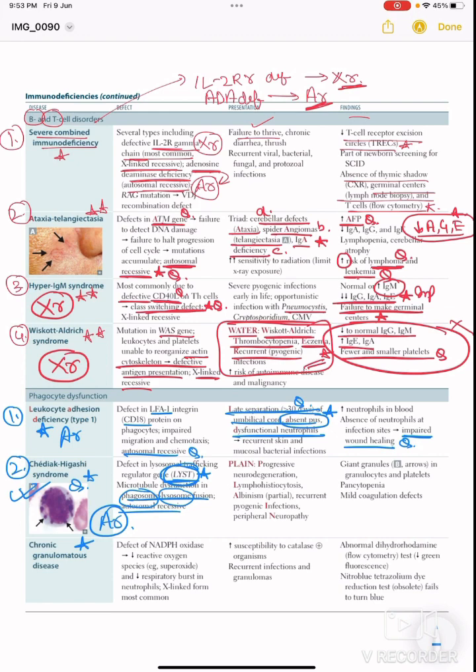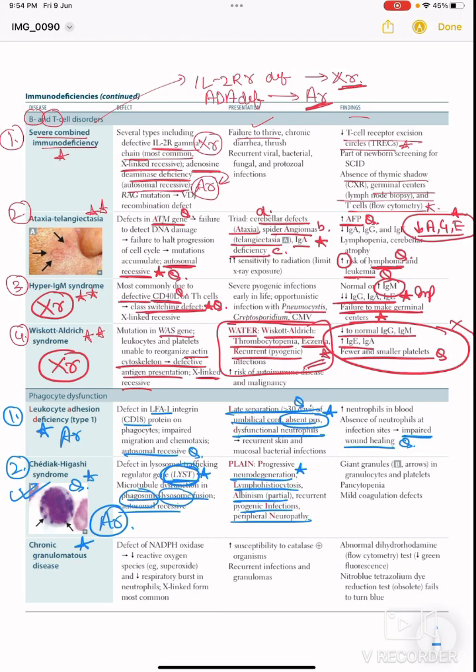So what is the presentation? Progressive neurodegeneration. Why neurodegeneration? Because this particular process is important for nerve functioning. Second, lymphohistiocytosis and albinism, partial albinism will be present, and pyogenic infection and peripheral neuropathy will also ensue. Okay, why pyogenic infections? Because the phagolysosome is important for degrading the bacteria.